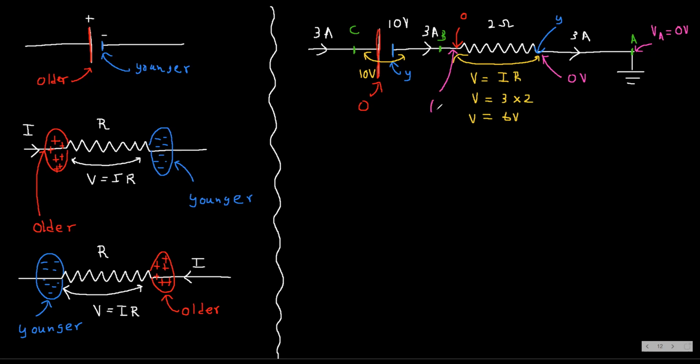6 volts. It's 6 volts. Then VB is equal to 6 volts. Am I correct? Correct, sir. Okay. Now I am moving to this point.